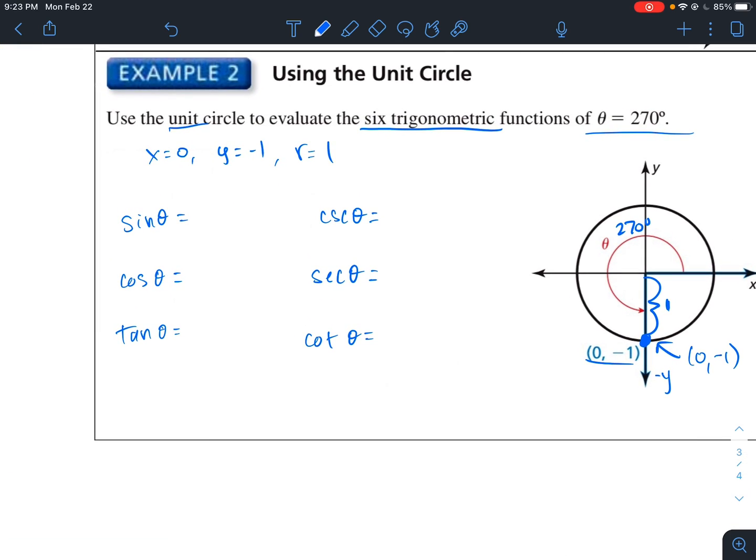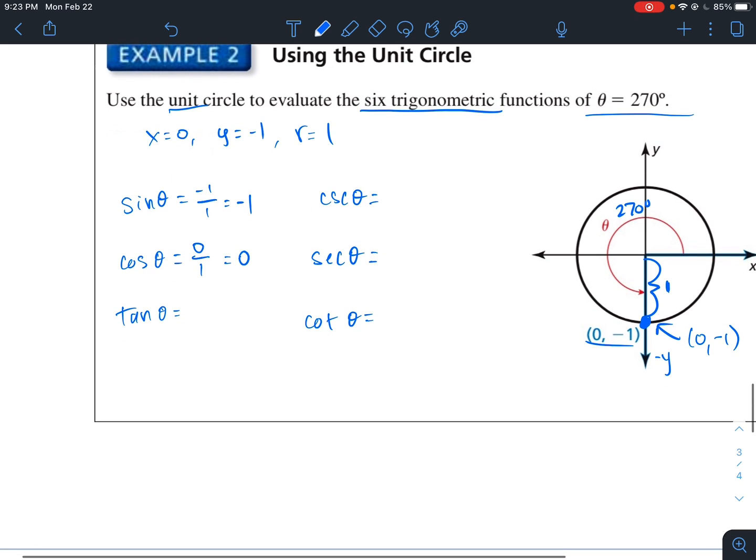So sine of theta is y divided by r, so negative 1 divided by 1, which is negative 1. Cosine is x over r. X is 0, so 0 over 1, which is equal to 0. Tangent of theta is y over x, so this would be negative 1 over 0, but 0 is in the denominator, so this is undefined.